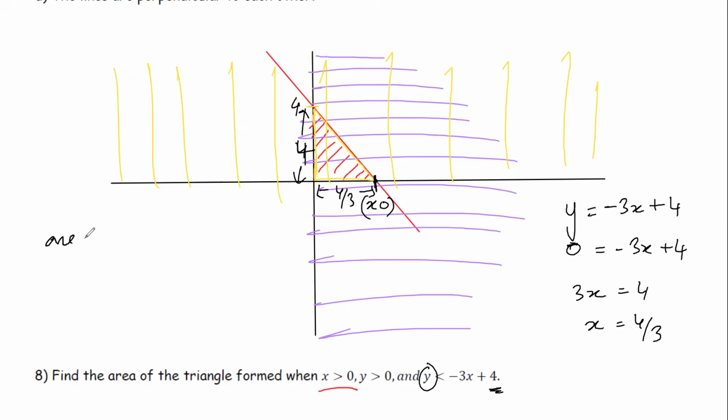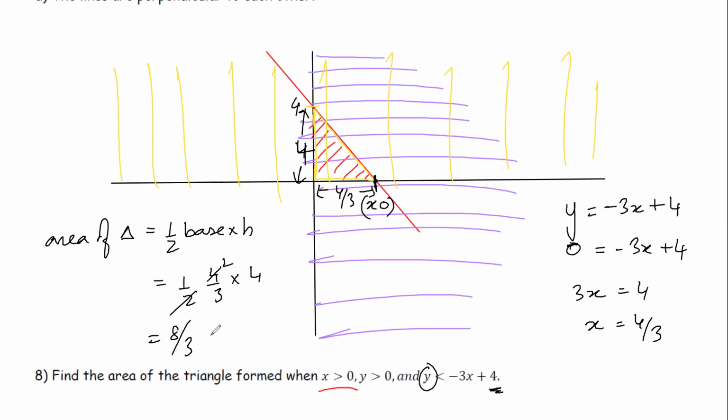And the area of the triangle is half base into height. So half base is 4 by 3 and the height is 4. So 2 goes into this 2 times. So you got 8 by 3 square units. Got it?